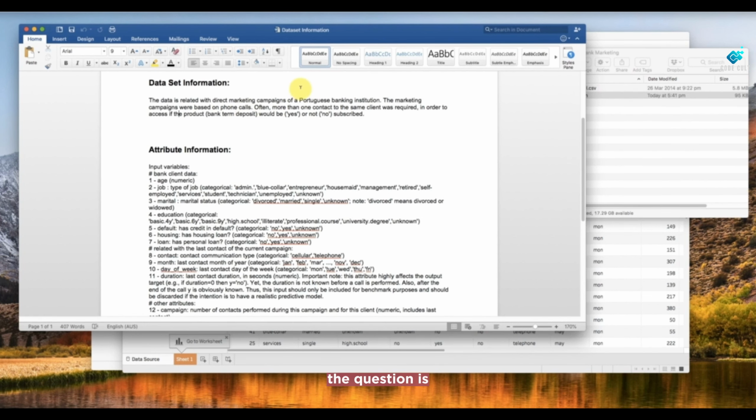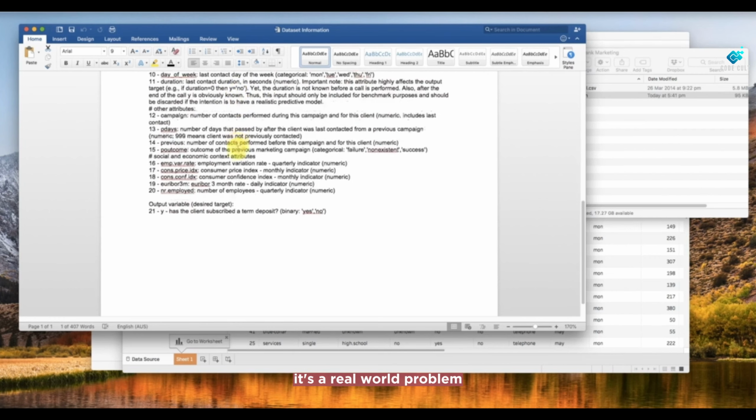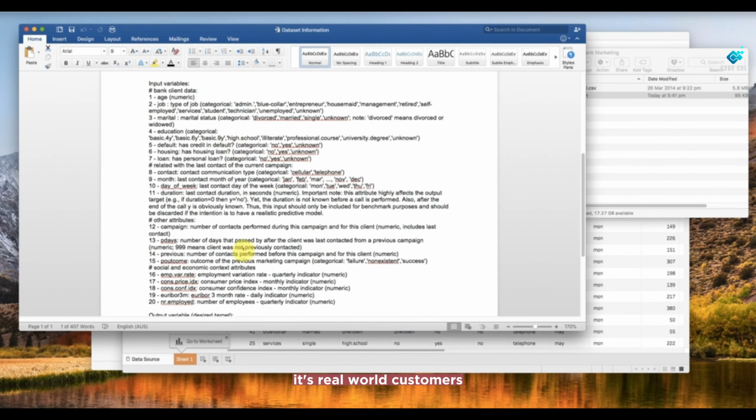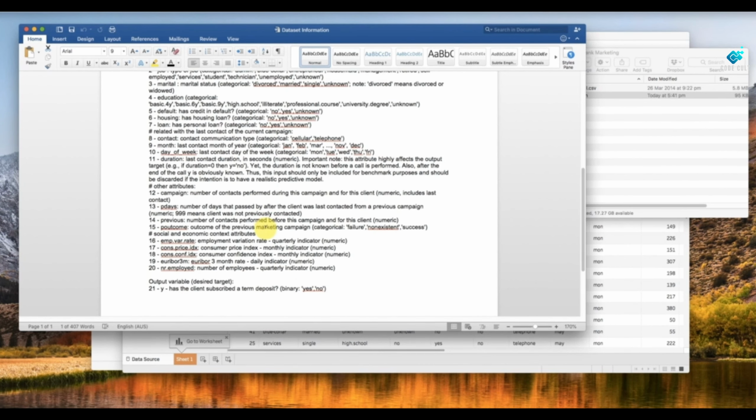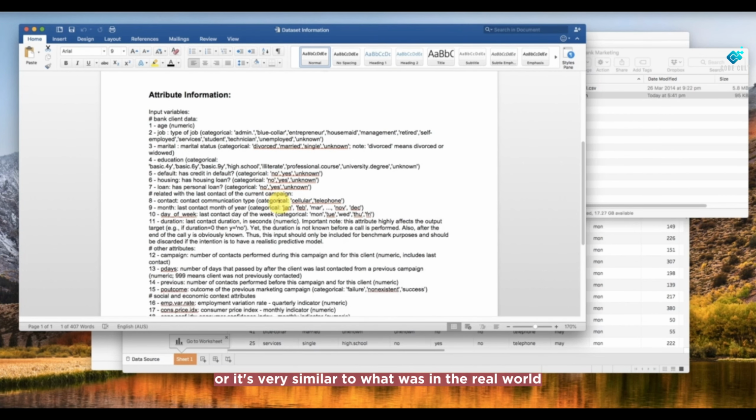the question is the bank is trying to sell a new product, an additional product to their customers, bank term deposit, and so they want to predict is that person going to subscribe or not subscribe to that product. And so it's a real world data set. It's a real world problem. It's real world customers. Of course, it's all desensitized, or it's very similar to what was in the real world.